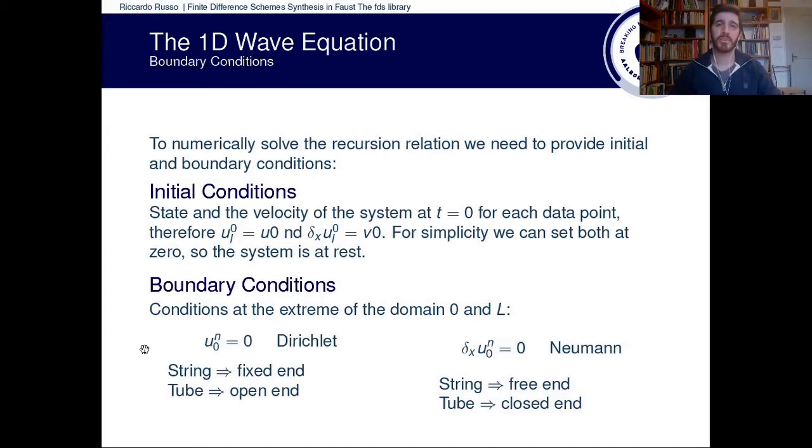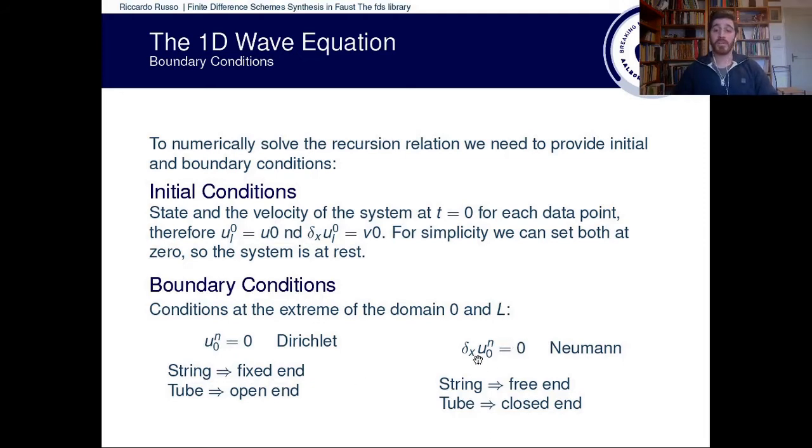And there are many things we can do. This is called setting the boundary conditions. The most simple and used boundary conditions are these two, the Dirichlet and Neumann conditions. In the Dirichlet condition, we simply consider the next point, the virtual point, to be 0. This is, for example, the case of a string, where the two endpoints are fixed and they can't move.